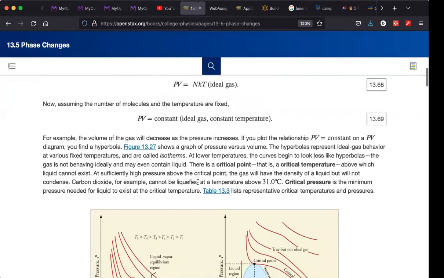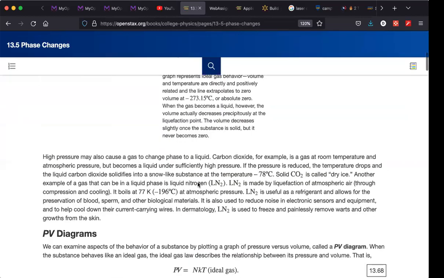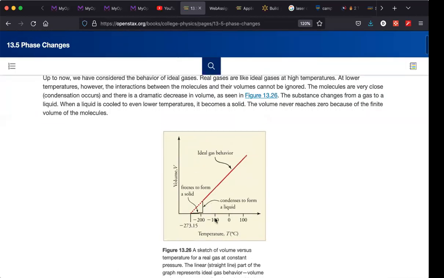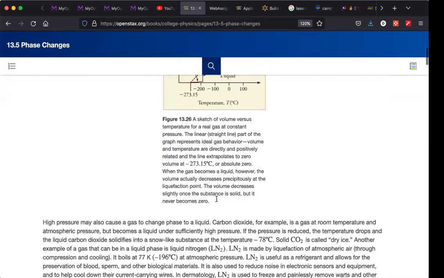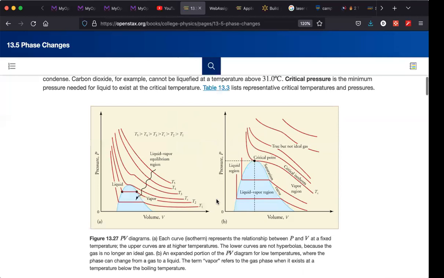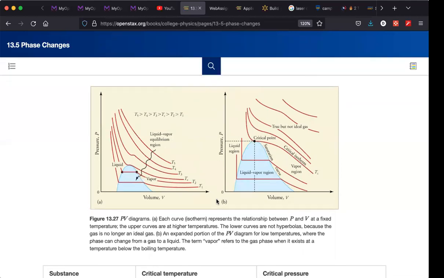We call these PV diagrams, though this one's a VT diagram, a temperature-volume or volume-temperature diagram. But we also look at PV diagrams. We actually look at many diagrams with the ideal gas law. With PV diagrams, you can see the pressure as a function of the volume here.